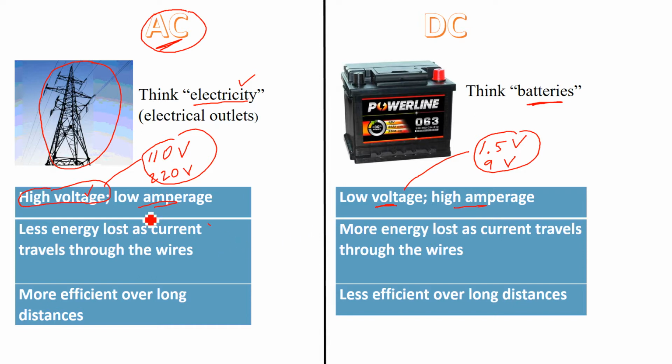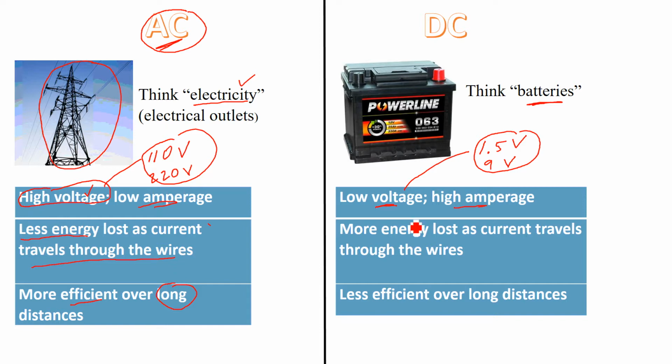So in the case of the AC, less energy is lost when it's traveling through the wires. In other words, it's a more efficient process, and it's more efficient at transmitting that electricity over long distances, which has to be the case when we have these electrical generating stations that are typically quite a distance away from cities and from industry where that electricity is used.